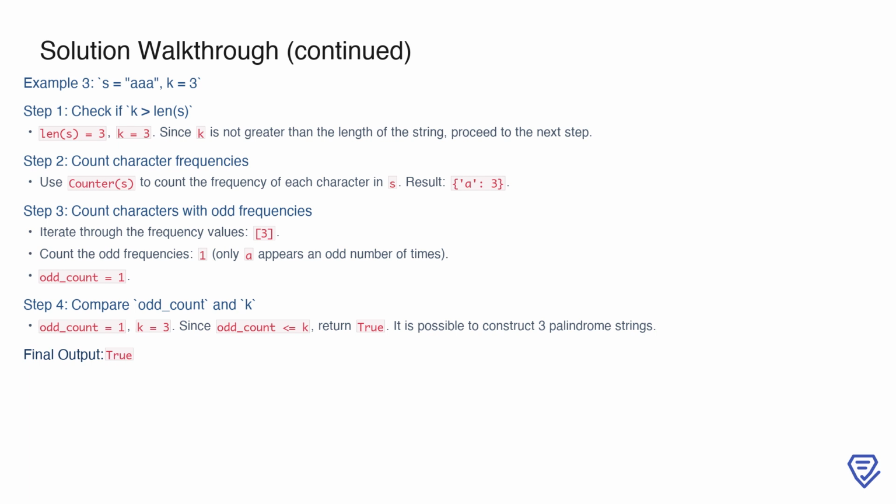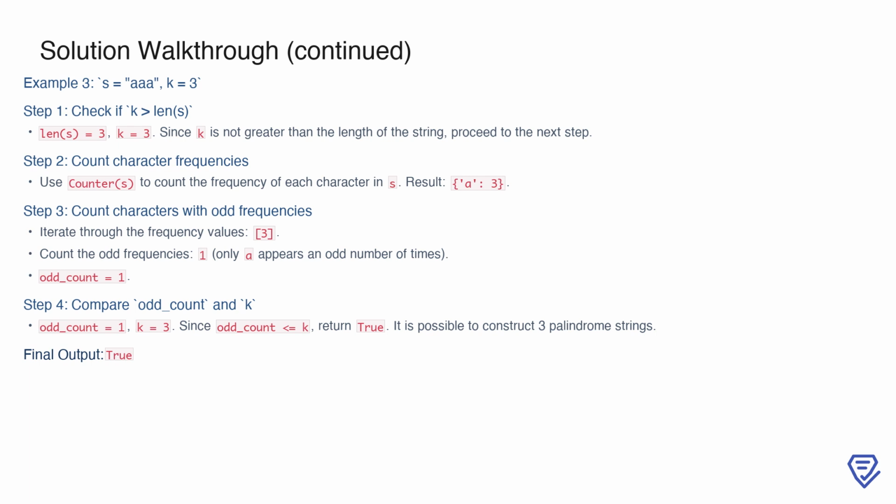Finally, consider the string s equals AAA with k equals 3. As usual, the first step is to check if k is greater than the length of s. Here, the length of s is 3, and k is also 3. Since k is not greater than the length of the string, we continue. Using the counter function, we calculate the frequency of each character in the string, which results in A3.